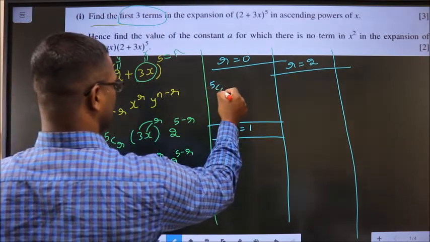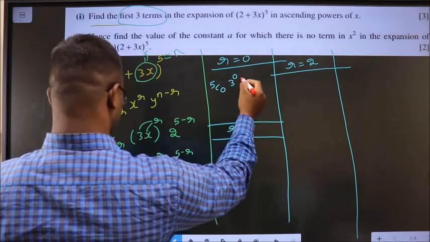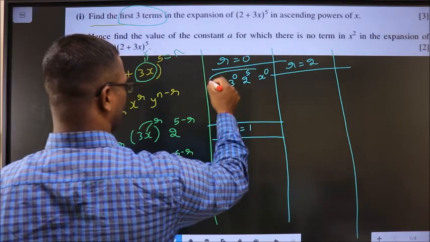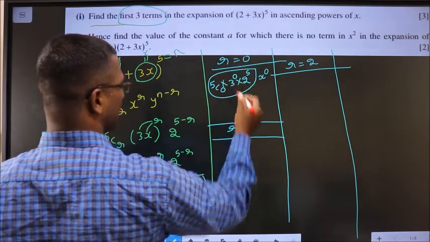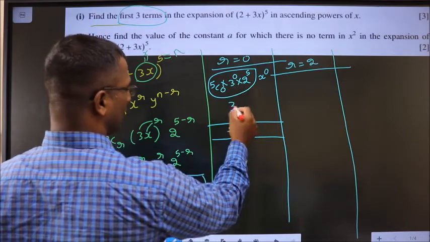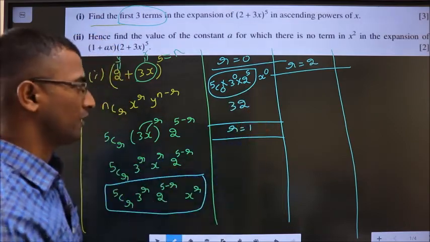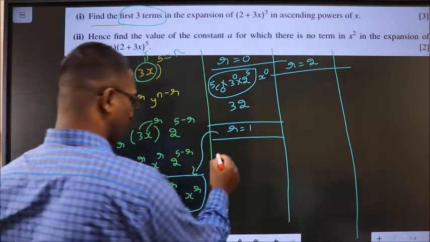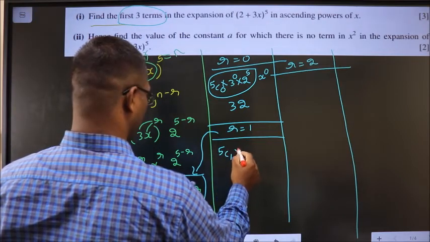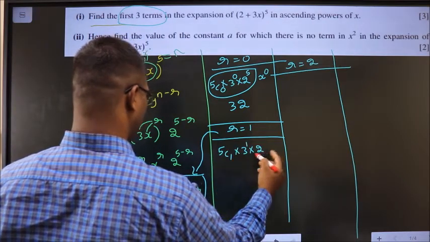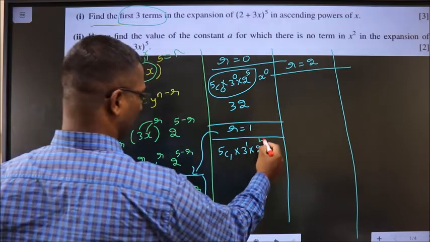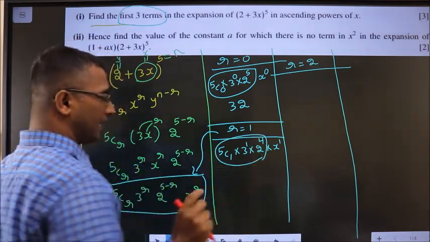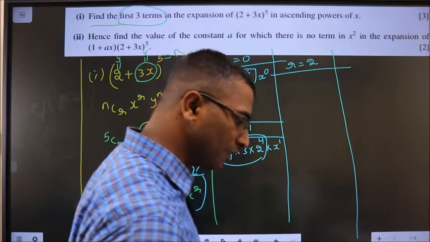So, this will become 5C0, 3 power 0, 2 power 5 minus 0 is 5, x power 0. Put this entire thing at once in calculator. You get the answer to be 32. Okay. Now, replace r equal to 1 in this. So, that will be 5C1 into 3 power 1 into 2 power 5 minus 1 is 4 into x power 1. Put entire thing at once in calculator, you get the answer to be 240.